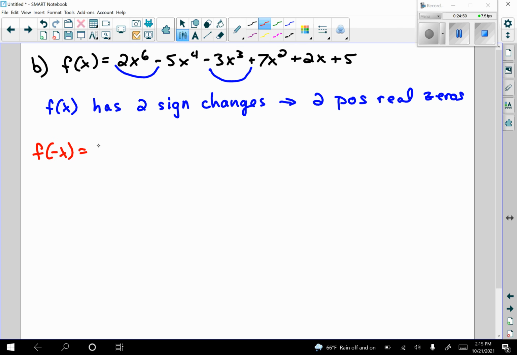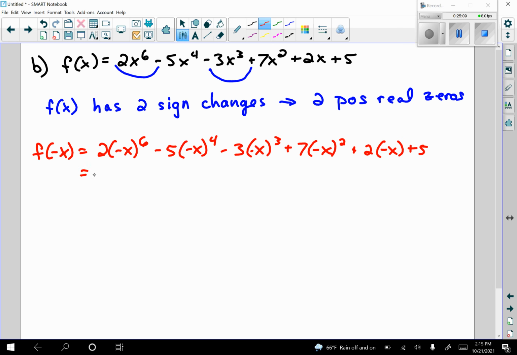That's going to become 2 times negative x to the 6th minus 5 times negative x to the 4th minus 3 times negative x cubed plus 7 times negative x squared plus 2 times negative x plus 5. So negative x to the 6th is going to turn back into x to the 6th. So we get a 2x to the 6th. Same thing here. Negative x to the 4th is going to turn back into x to the 4th. So we get a minus 5x to the 4th.